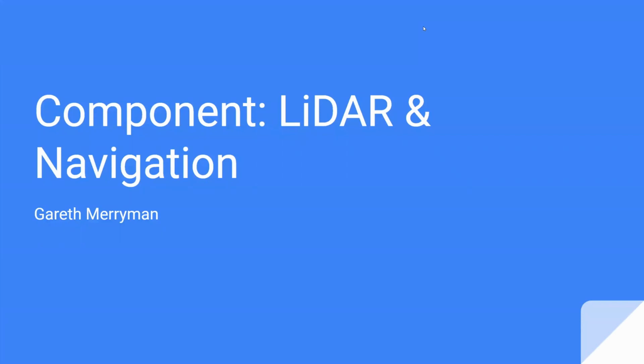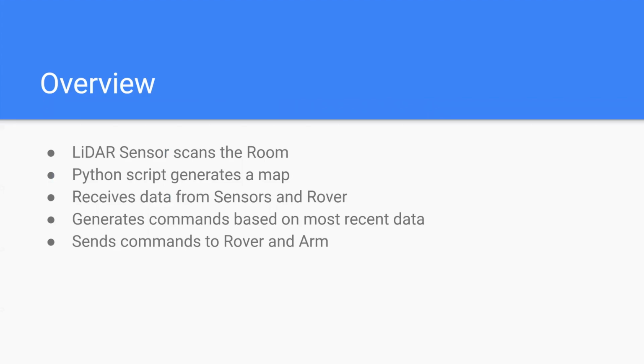So now we're going to get into the LiDAR and navigation component for the system. As a general overview of how it functions, there's a LiDAR sensor that is mounted to the top of the rover that gets a 360-degree scan of the room. And from this, we have a Python script that can generate a map from these points. And then with data from sensors and the rover's current state, we're able to generate commands as to what we should tell the system to do, whether or not we want the rover to move, or in some cases, we may need to send an ARM command, such as a pickup or a drop message.